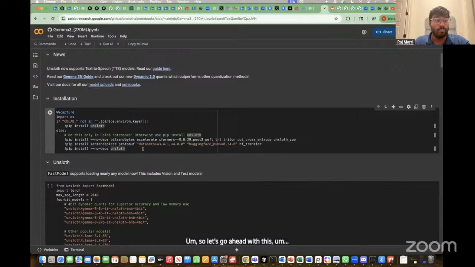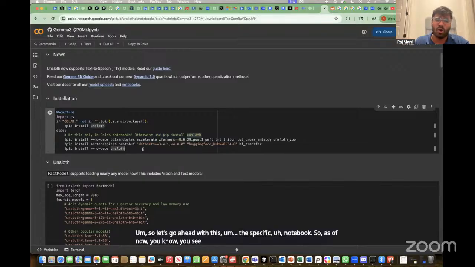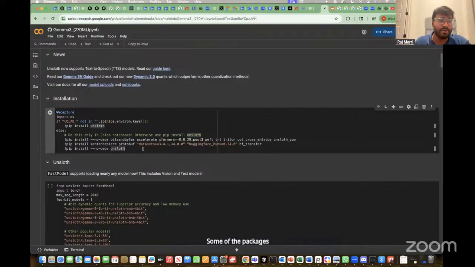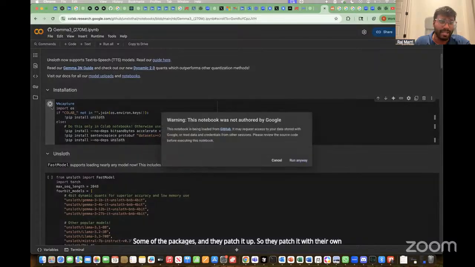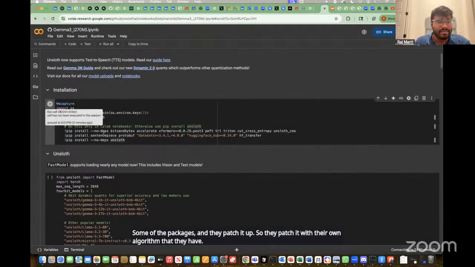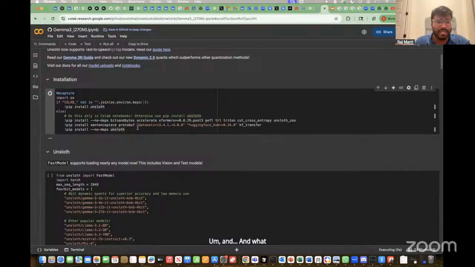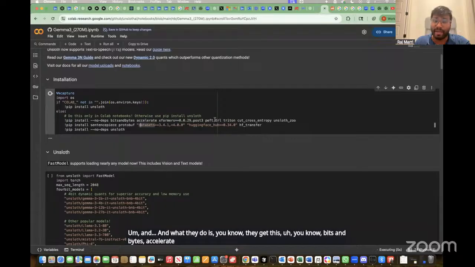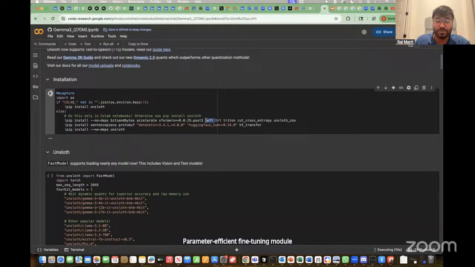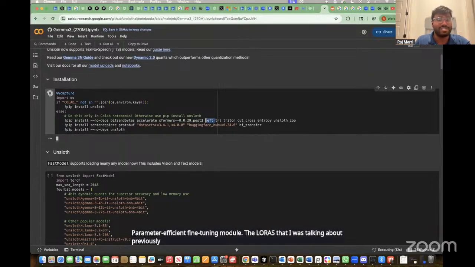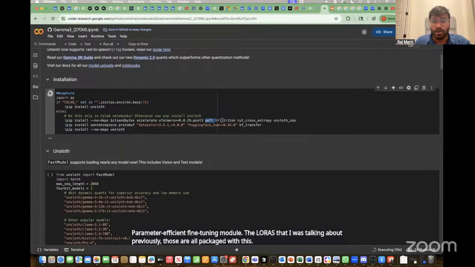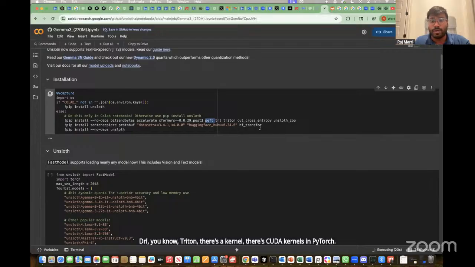this specific notebook. As you see, all of the Unsloth notebooks download some packages and patch them up with their own algorithm. They get bitsandbytes, accelerate, xformers, and PEFT. PEFT is the parameter efficient fine tuning module. The LoRAs that I was talking about previously are all packaged with this, and with TRL, Triton. There are CUDA kernels in PyTorch. So we're going to use all of this.